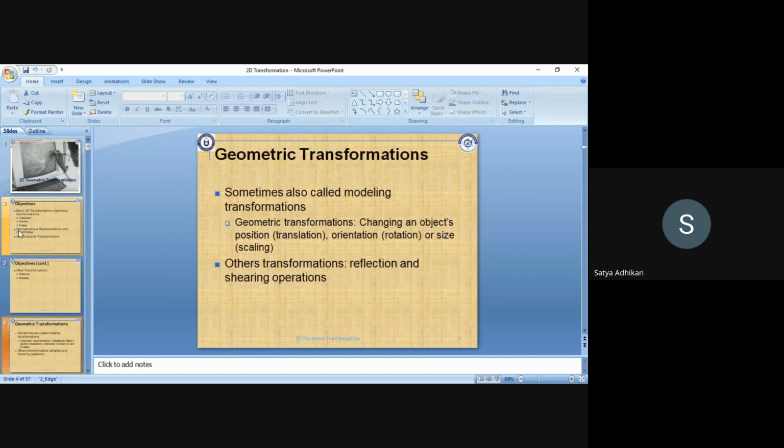Geometric transformation, as we discussed, is sometimes also called the modeling transformation. Geometric transformation is changing an object's position. If you want to change the position from x y to x dash y dash, that transformation is known as a translation. So using translation, you can only change the location, the position of an image. So translation is always associated with the location.